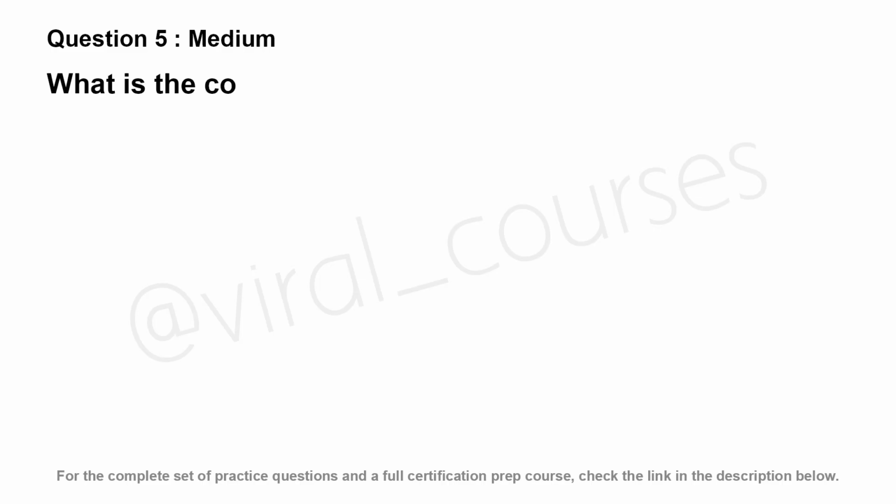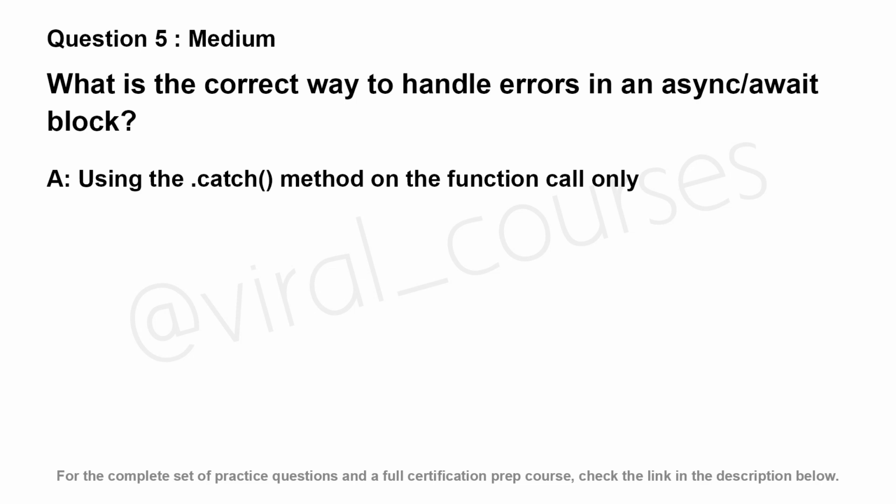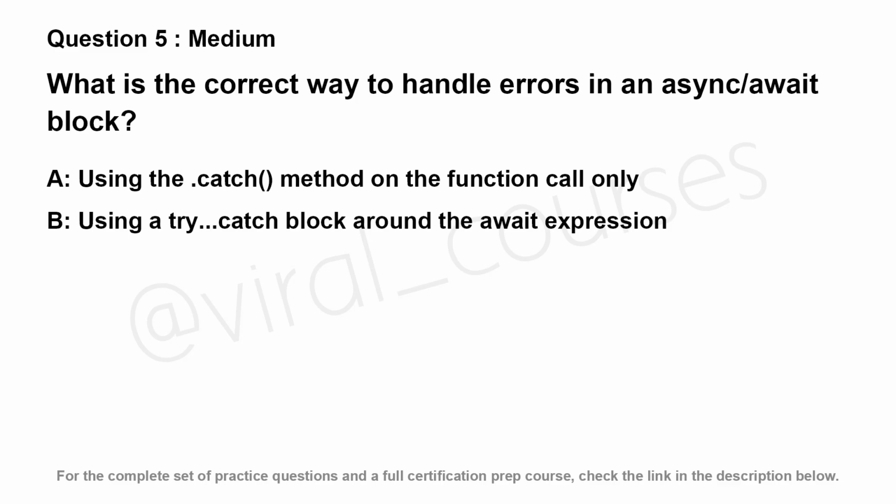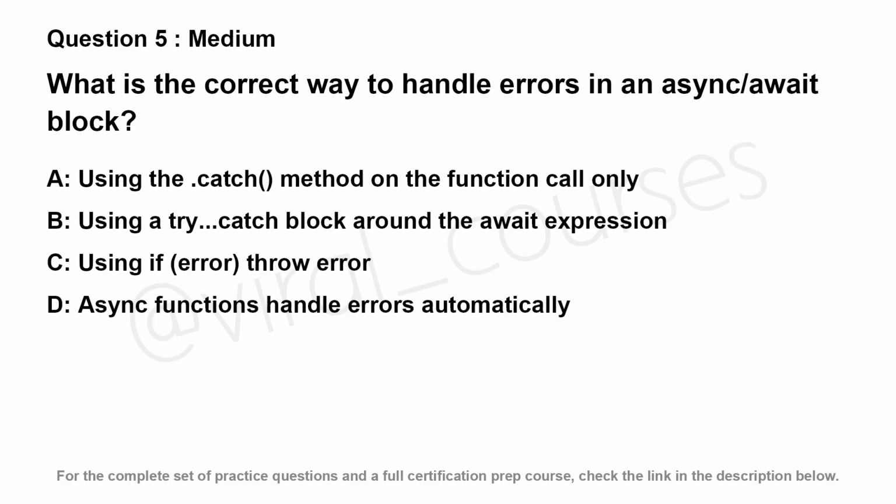What is the correct way to handle errors in an async await block? Option A, using the catch method on the function call only. Option B, using a try, catch block around the await expression. Option C, using if, error, throw error. Option D, async functions handle errors automatically.